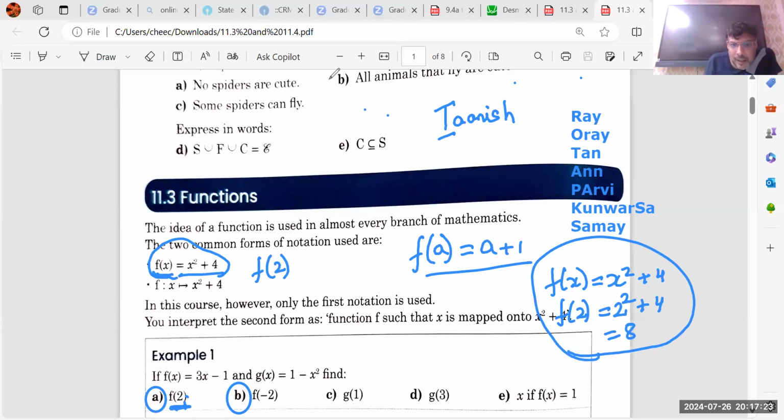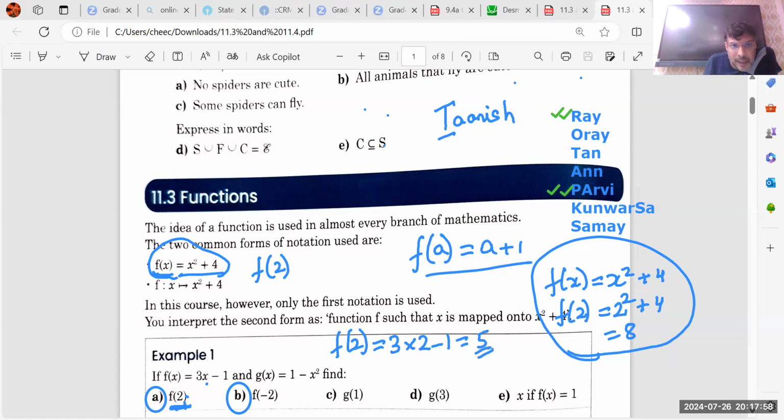So please give the answer. Everyone understood? Guys, I think I'll explain once more. F of 2 means I will just put 2 in place of x. So f of 2 will be 3 into 2 minus 1. So it will be 5.